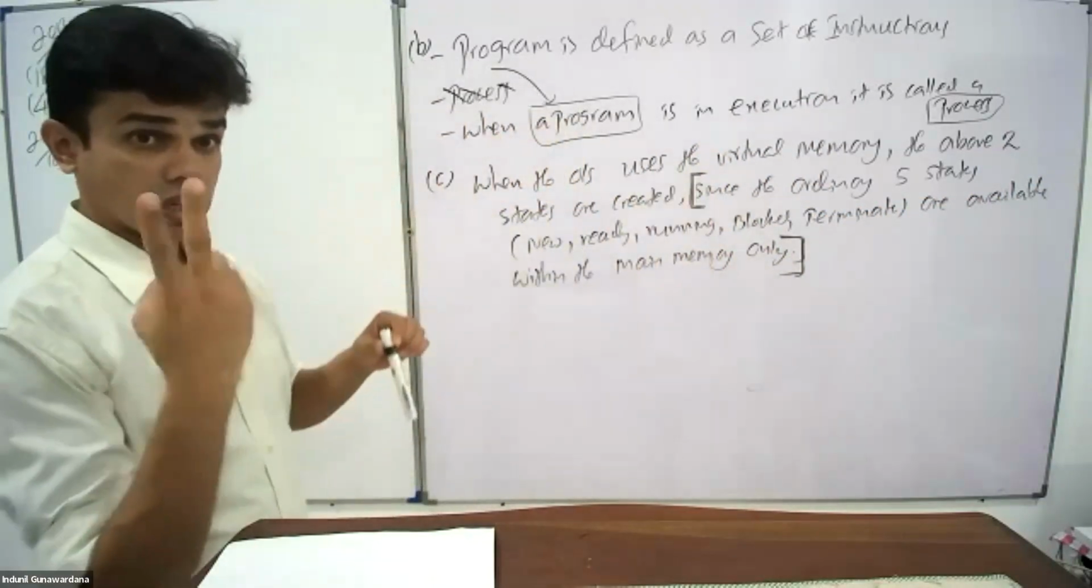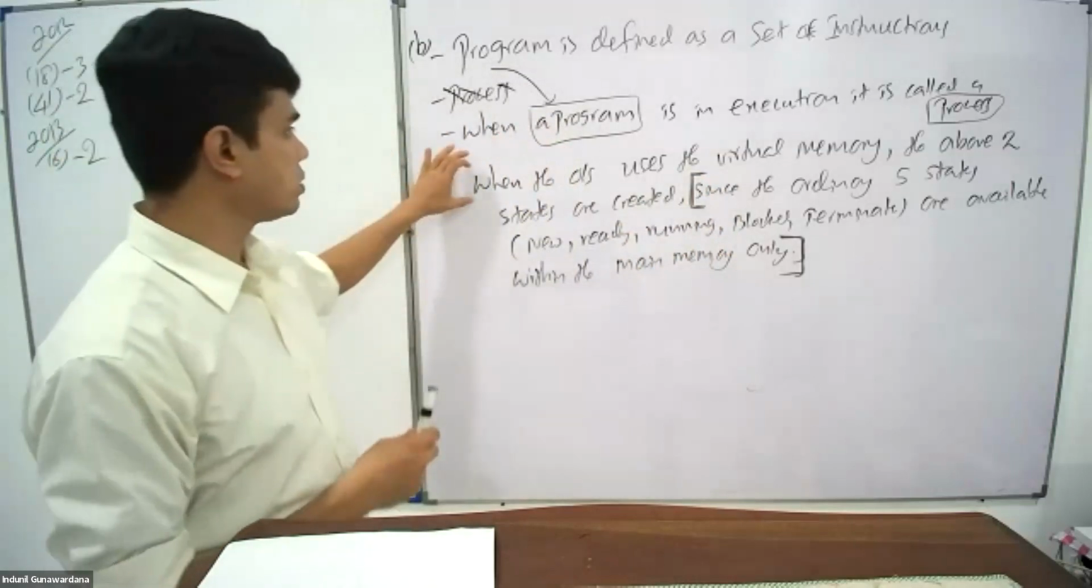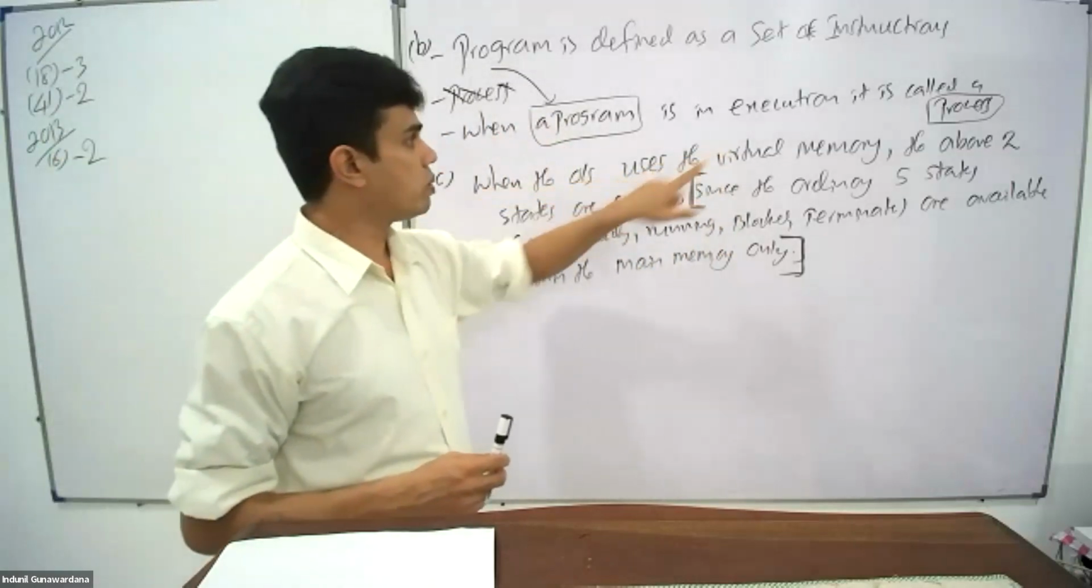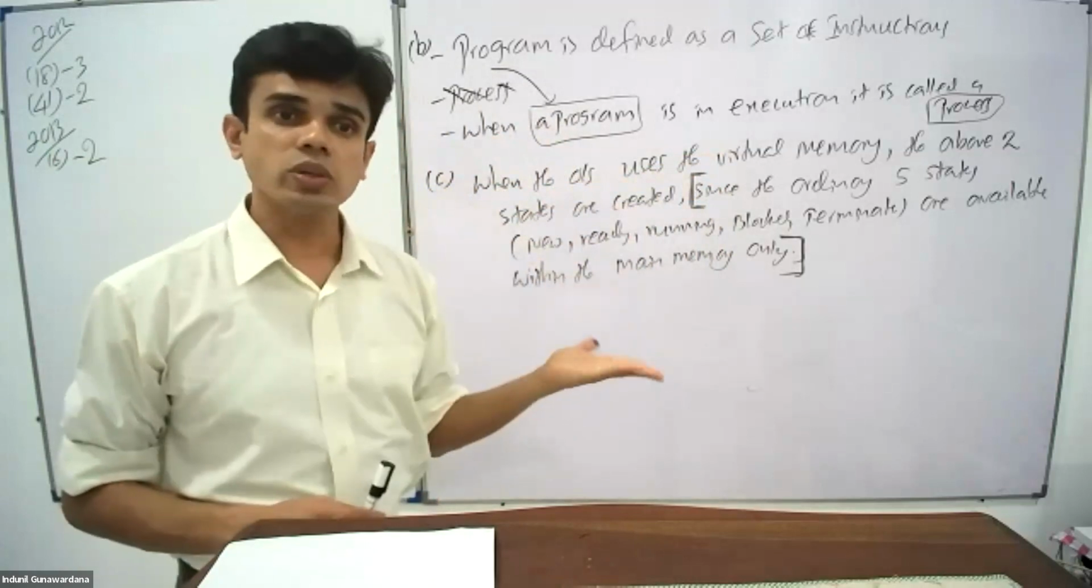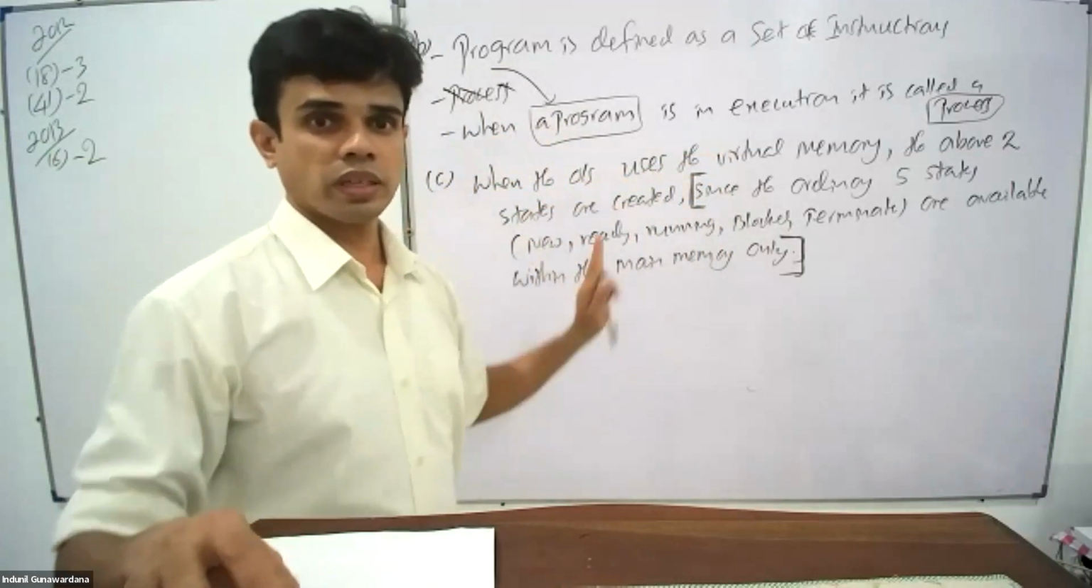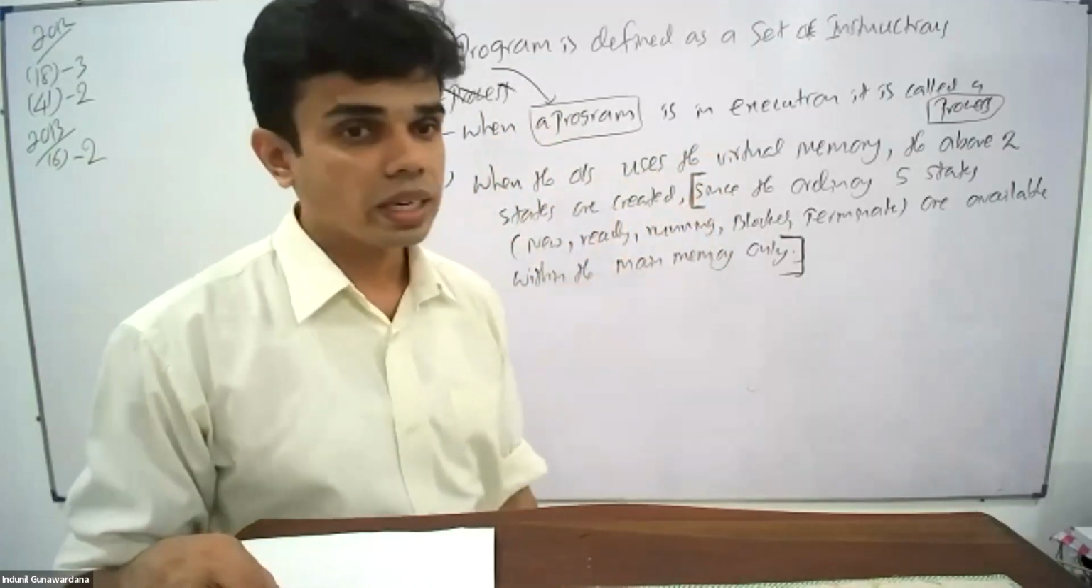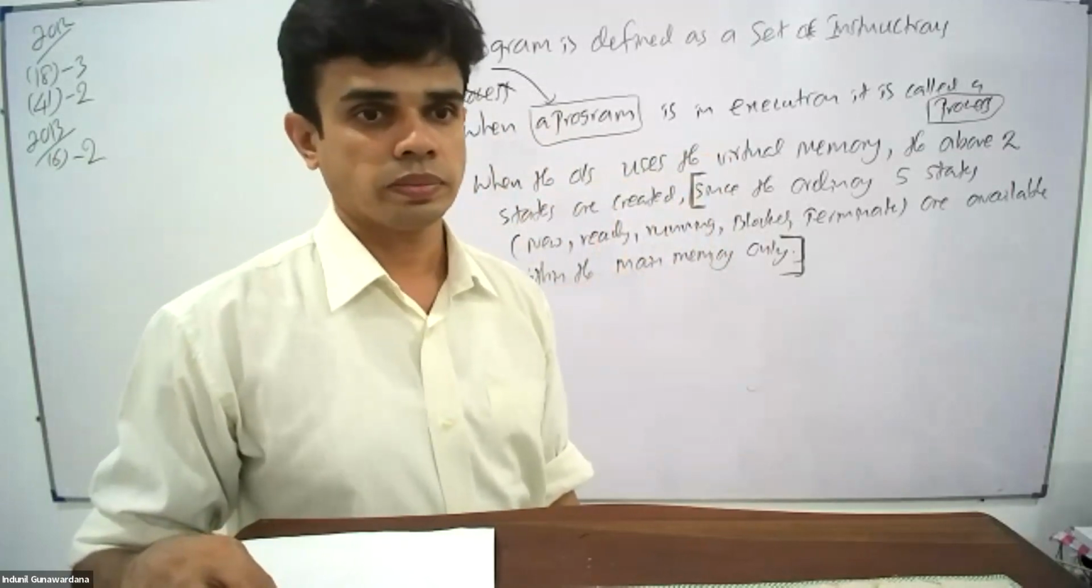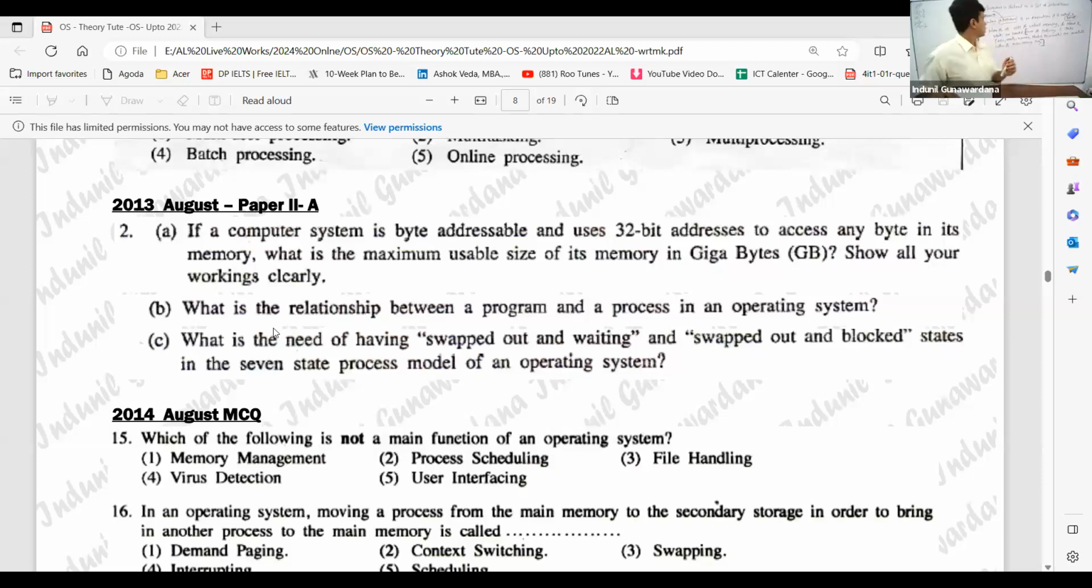So why are the 2 states required in the 7-state model? When the OS uses the virtual memory, the above 2 states are created. That's all, but this is just an extra addition. Then there's a part C under the 2013 question. Okay, then the 2014 MCQs.